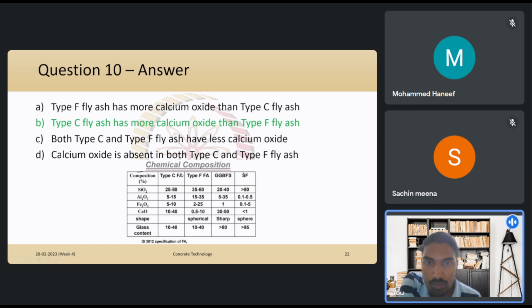Both are fly ash only, but depending on the calcium oxide content, we are saying there are two types and one type has much more than the other, right? So among the two, it is type C which has the highest concentration or composition of CaO.